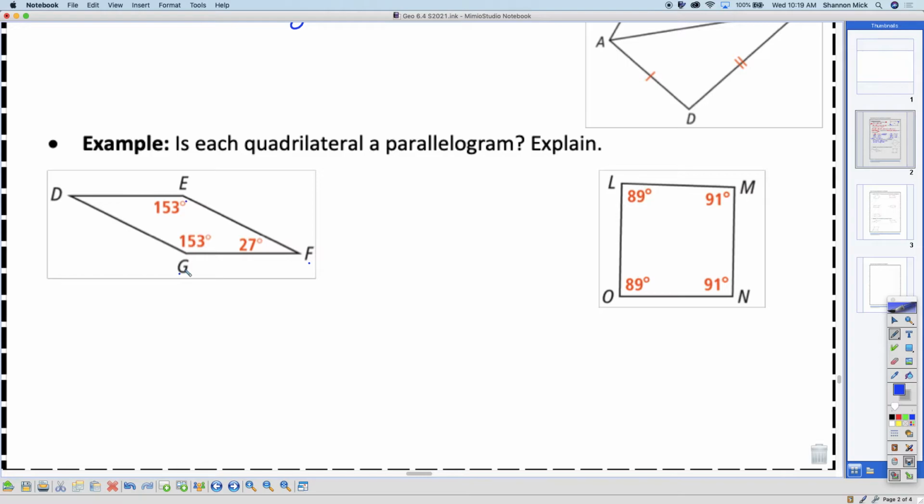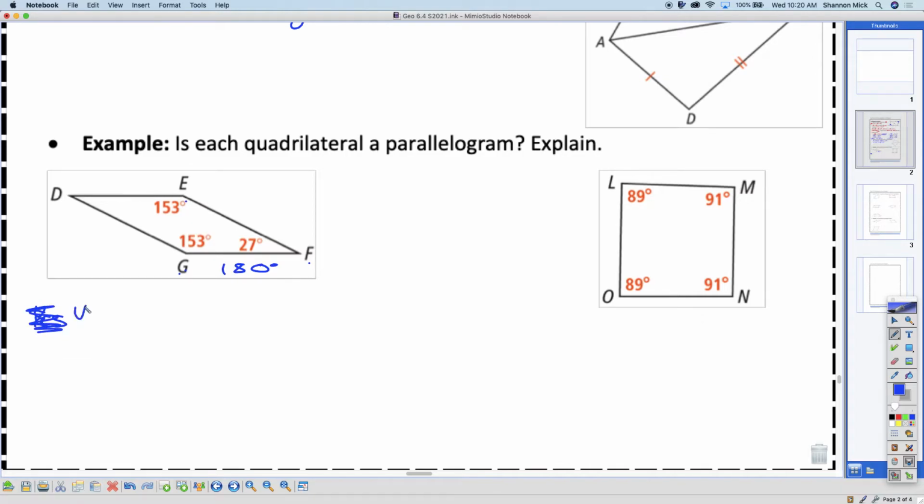Look at your picture that you have on your notes. G and F are same side, yes? They have to be supplementary. So my opposite angles are congruent, yes? And my consecutive angles are supplementary. You're right, so I was doing it right. I added them up.